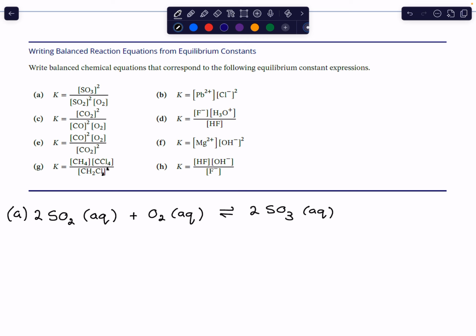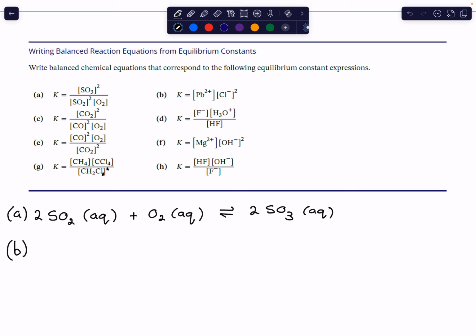If we quickly scan, we can see how many sulfurs we need. There are 2 sulfurs on the reactant side and 2 sulfurs on the product side, and the oxygens: 1, 2, 3, 4, 5, 6, and 1, 2, 3, 4, 5, 6 on the product side. So everything's balanced, everything's correctly written down, we're good. That's how we write the chemical reaction from the equilibrium constant expression.